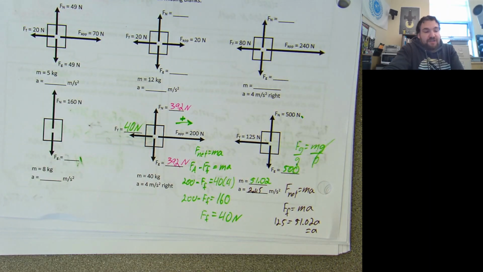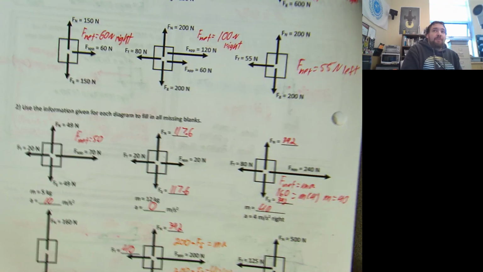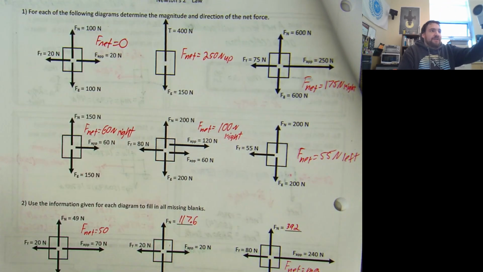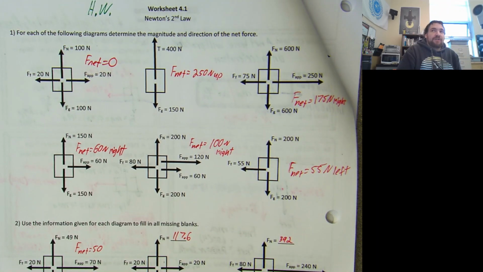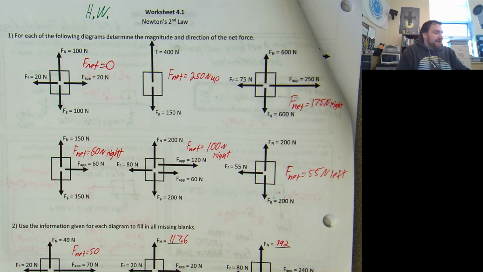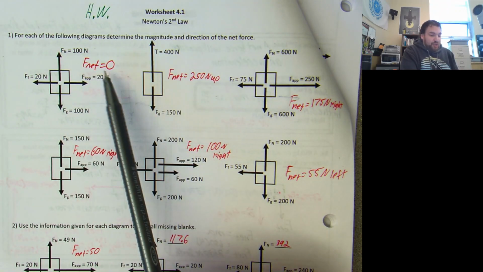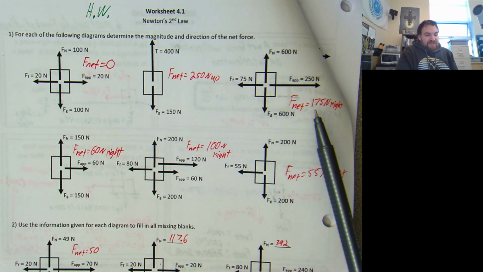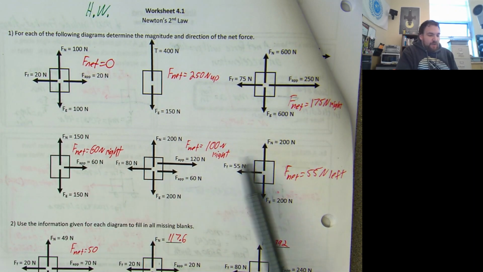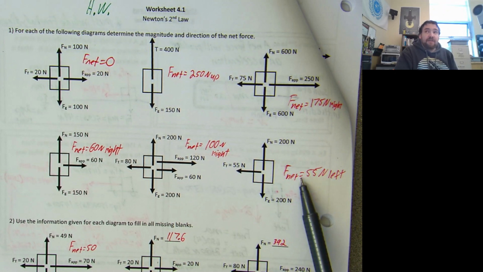Okay, here are the answers to the rest of these questions. These are the top ones. If you have no questions because you didn't do them, well, I would encourage you. The only way you're going to wrap your head around this stuff is by practicing it. So this first question just wanted you to find the net force everywhere, magnitude and direction. So there's no net force, 250 up, 175 to the right, 60 to the right, 100 to the right, 55 to the left. Comments, questions, concerns on any of those? Once, twice, thrice, sold. Okay, cool.